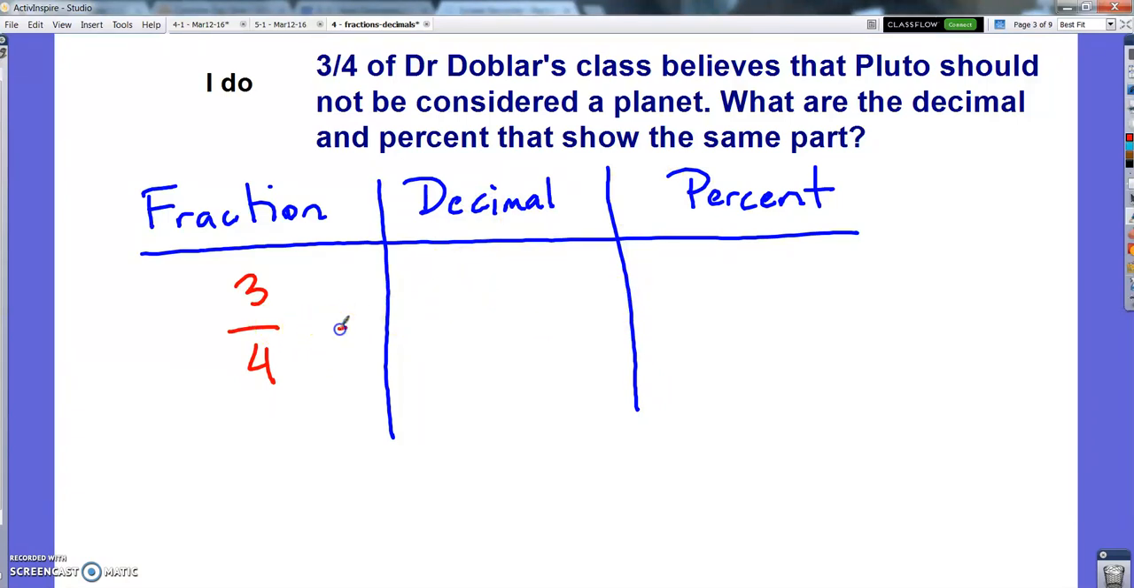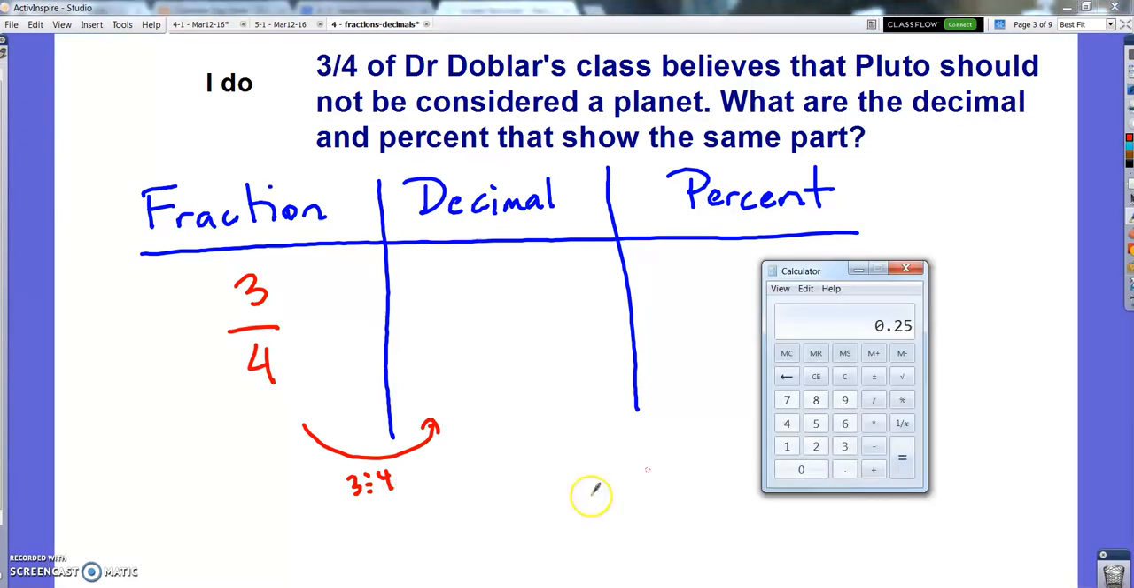So to go from a fraction to a decimal, you probably remember how to do that. We just talked about that. It's 3 divided by 4. 3 divided by 4. And that is 75 hundredths.